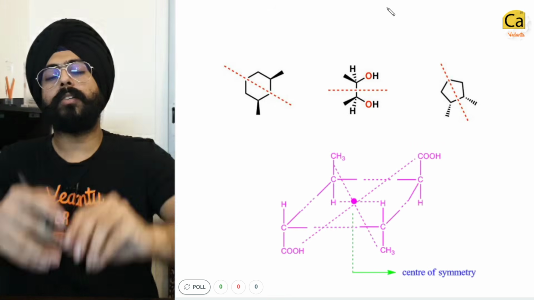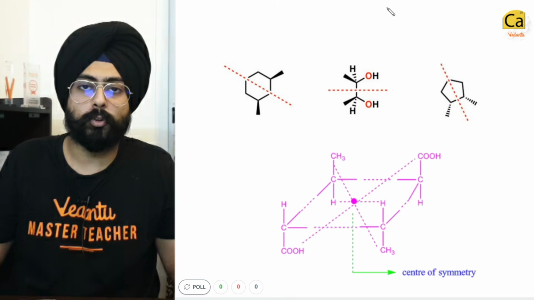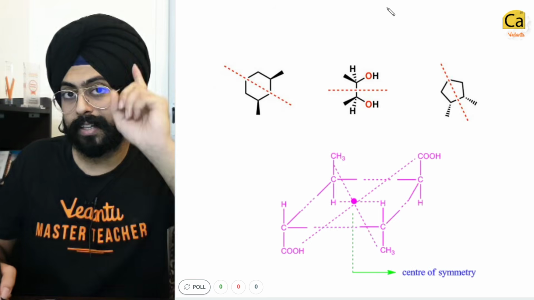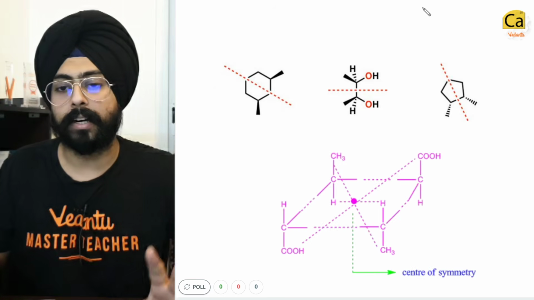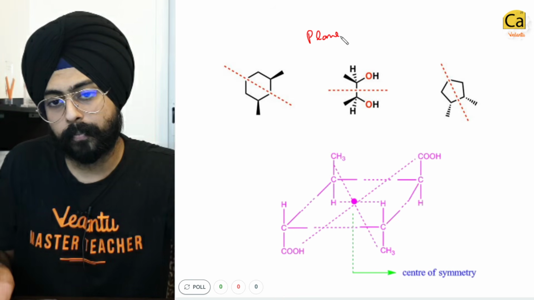To determine whether a structure is optically active or not, you can take its mirror image and try to superimpose. That's the most basic idea. Otherwise, what you can do is you can try to find these symmetry elements. If there is a symmetry element inside a structure, that structure will become optically inactive. So the first 3 examples are of planes of symmetry.